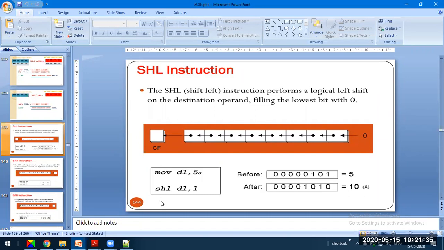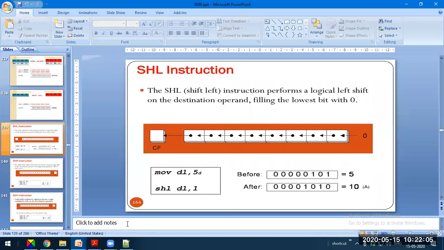For example, let us say we have data 5 in the DL register. Shift left the content of DL by 1. 05 is 0000 0101, which is 5. Shift left by 1 bit, then the result stored in the DL register is 0000 1010. That is, the data is 10.